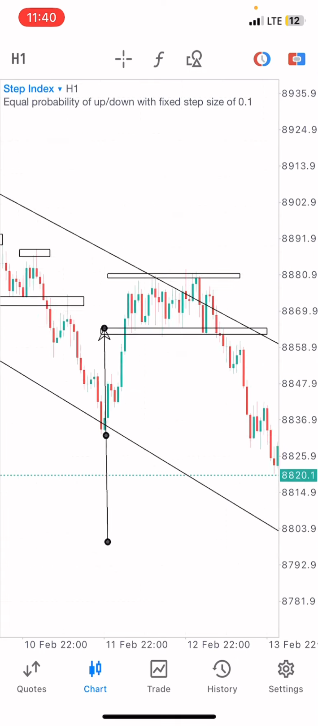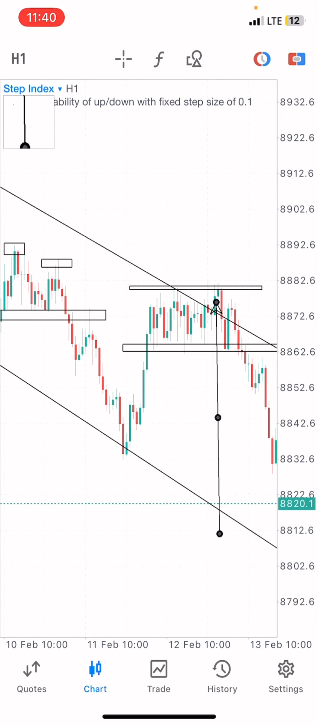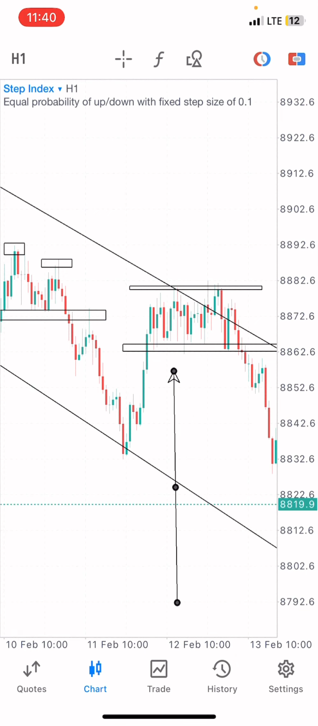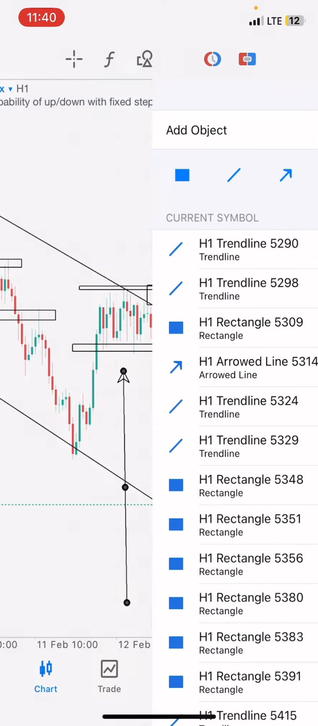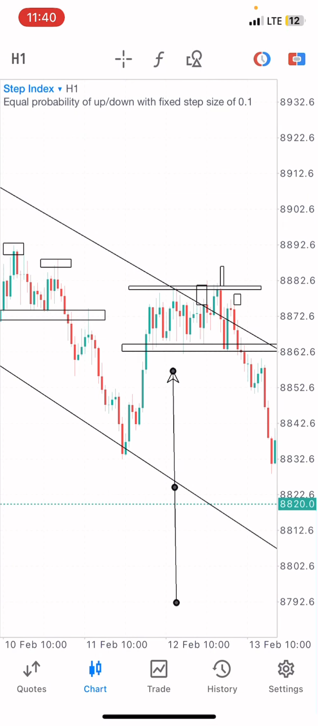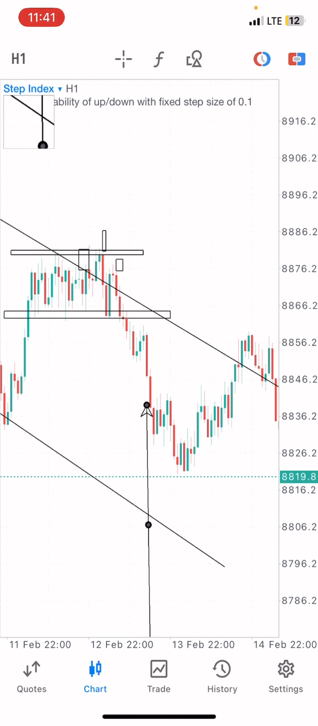So what we have to do next is zoom in. If you zoom in, you can see that there's actually a formation that the market formed here, but it's not really a perfect formation. But this is actually a head and shoulders pattern that we saw here. This is the left shoulder, the head here, and the right shoulder at this point.